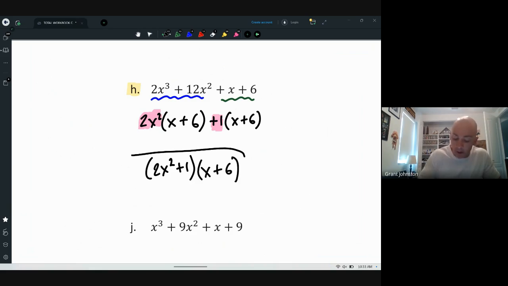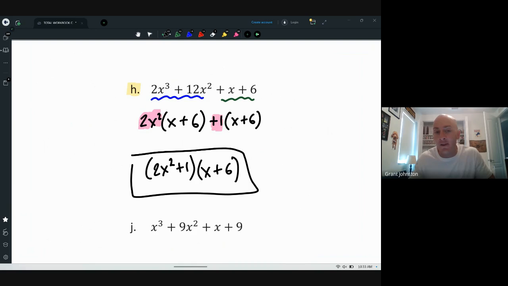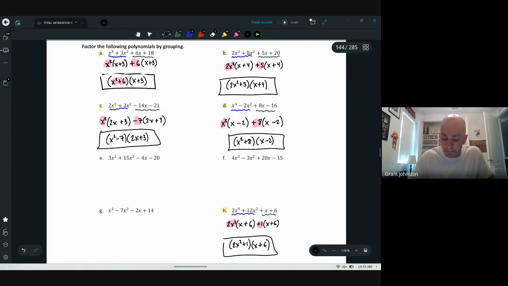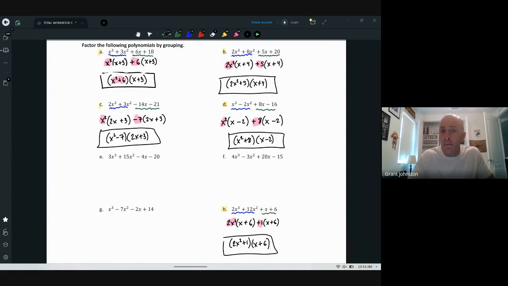So a problem like J is like that too. You can just factor out a 1 when there isn't really any number to factor out. But yeah, do your best on the rest of them. That's factoring by grouping.